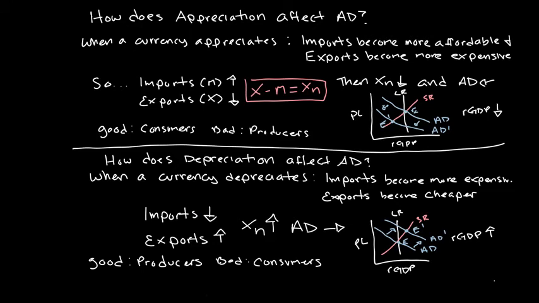So the final part of this lesson, we then need to tie it all together. We went over the foreign exchange market and the determinants that cause currencies to appreciate and depreciate. The final thing the kids will need to be able to do is connect the appreciation and depreciation of their currencies to impacting the aggregate demand curve.